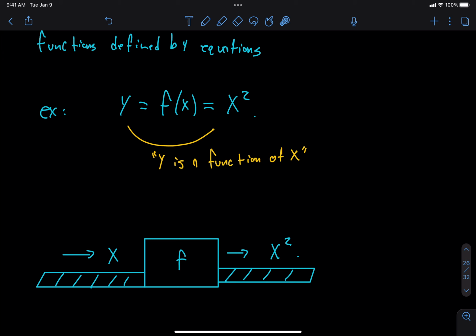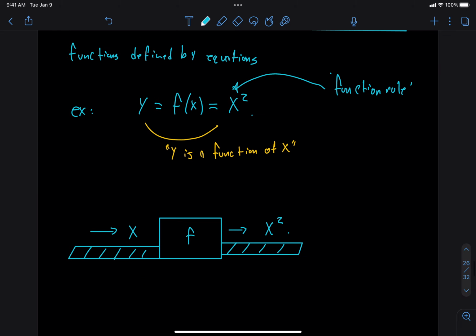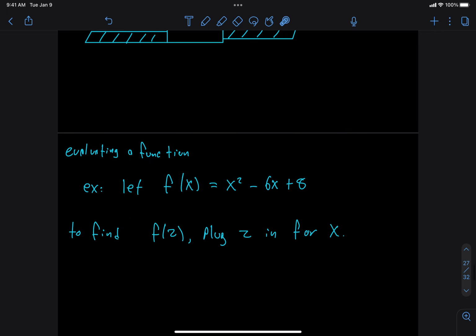I'll also sometimes call this a function rule. A function rule tells us what to do with a given input. It's a set of directions or a set of blueprints, or if you want, it's the manual for this machine. It tells you what it's going to do. So that's functions defined by equations.